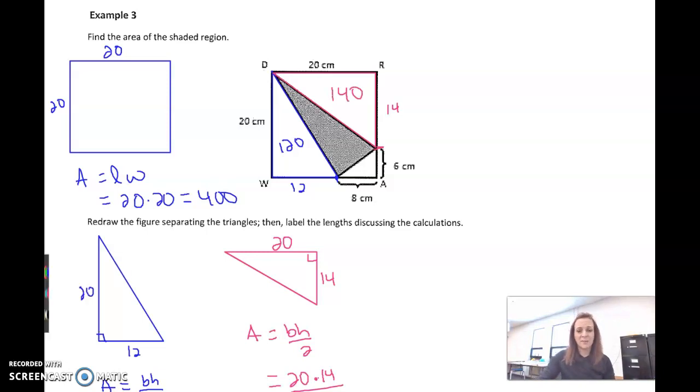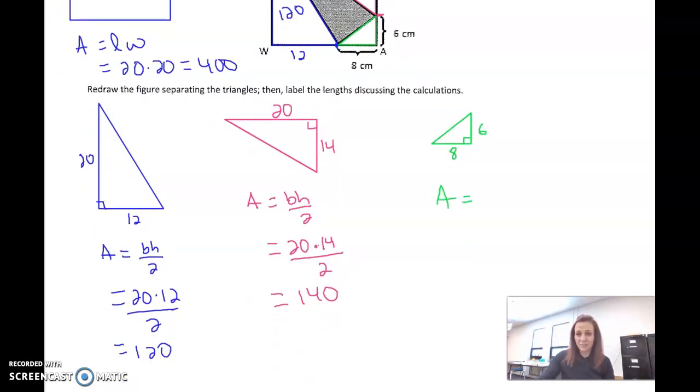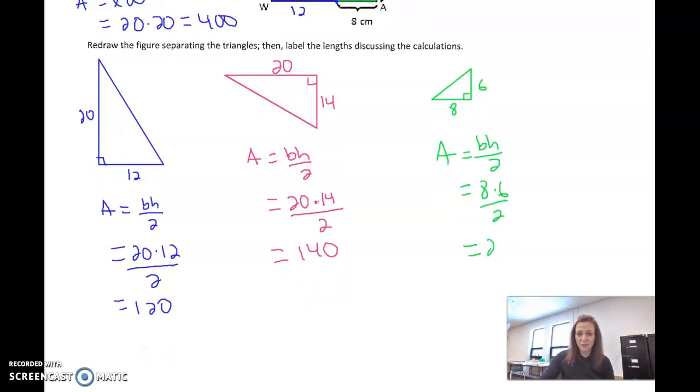Now we have one more left. You remember how to do it here, right? There we go. And this one right here, around our right angle, has a height of 6 and a length of 8. So using the same formula again, I'm going to go 8 times 6 and divide it by 2. And when I type that into a calculator, I get 24.